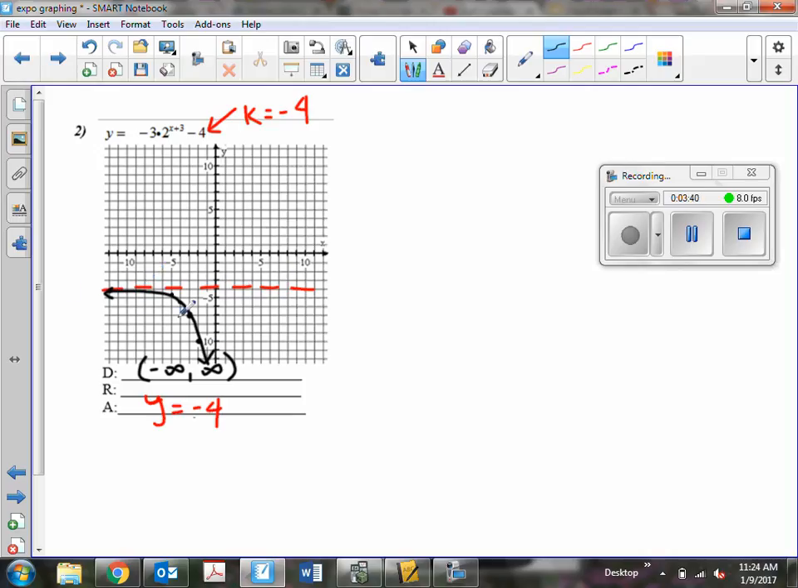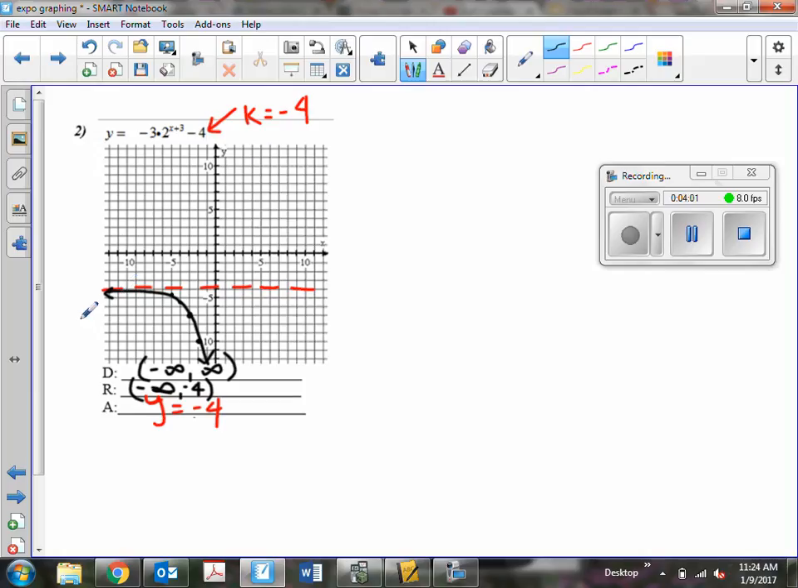It's everything below. So your range here would be -infinity to that -4. Now you still have to put both of them in parentheses because you can't touch at that -4 because it is an asymptote. An asymptote is an imaginary line you cannot cross.